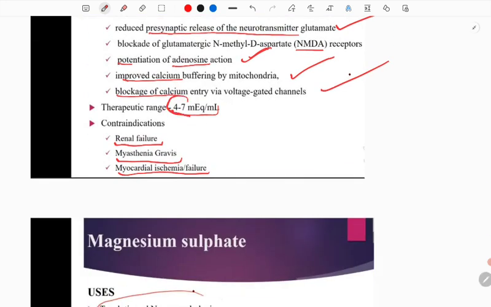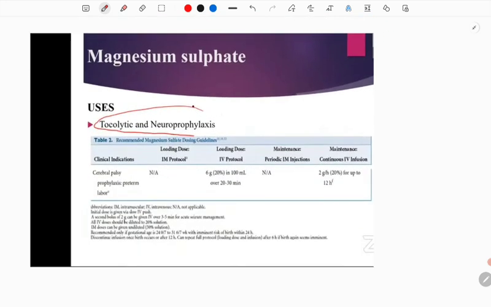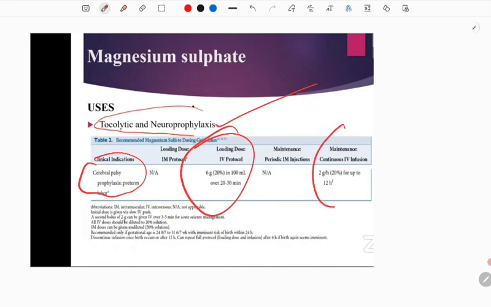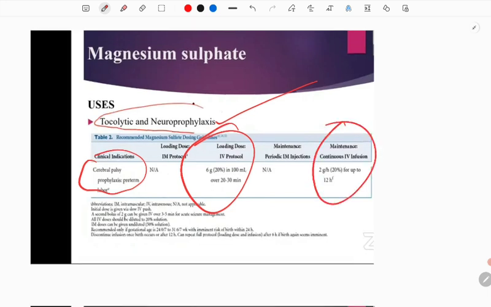Therapeutic range is 4 to 7 mEq per liter. Contraindications are renal failure, myasthenia gravis, myocardial ischemia or failure. Magnesium sulfate uses: cerebral palsy prevention, prophylaxis in preterm labor. Not recommended for tocolysis. Loading dose is 4 gram, then 1 gram per hour up to 24 hours.